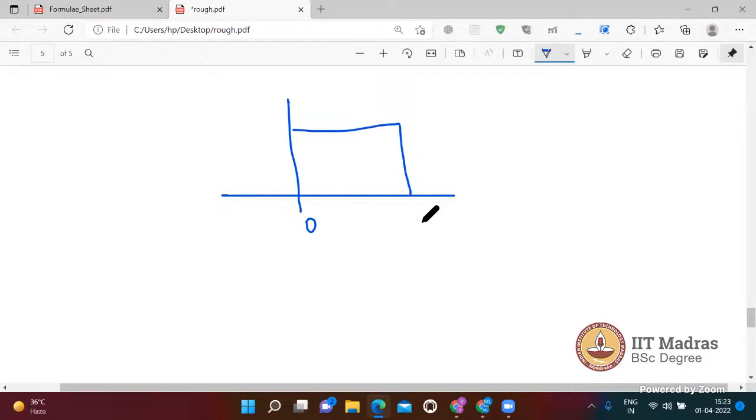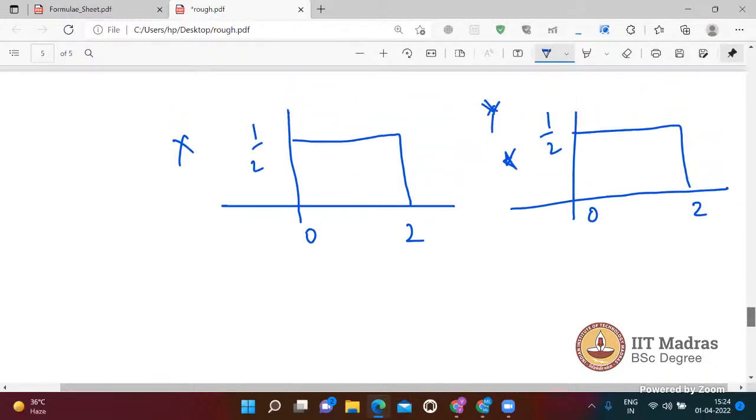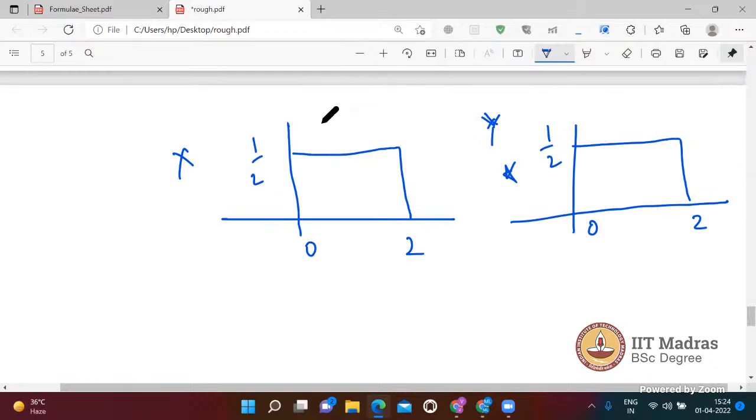But now we'll talk about the shortcut. How can you directly write the answer if you are asked to calculate this? For example, I have this rectangular plot from 0 to 2, and you have to convolve it with this rectangular function from 0 to 2. Here it will be 1 by 2 and here it will be 1 by 2. This is x and this is y. This is important, so please be attentive, you can get some questions around this.